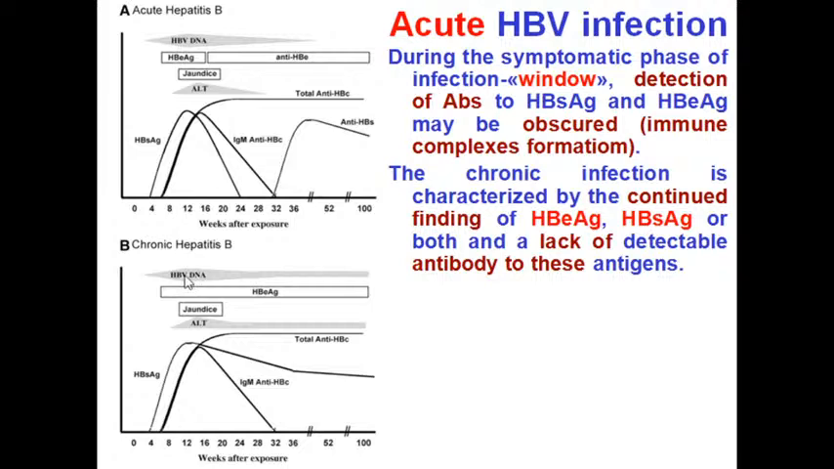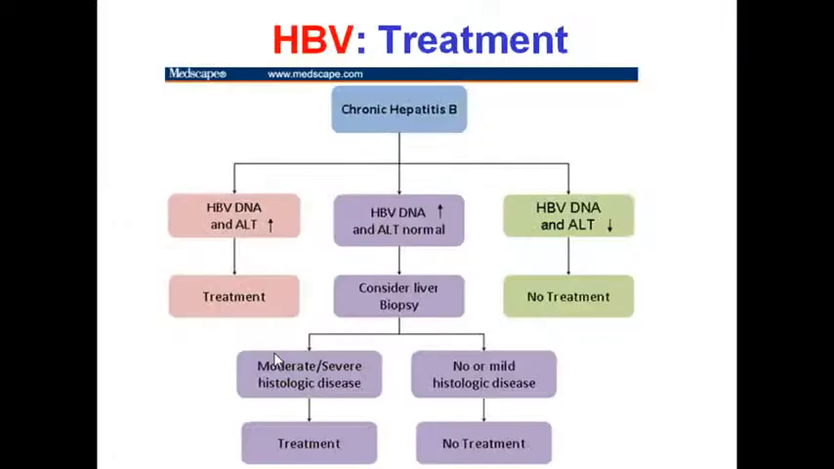In chronic infection, we will have the continued finding of HBe antigen, HBs antigen, or both, and we may have detectable or lack of detectable antibodies to these antigens. That is the sign of chronic hepatitis B infection.